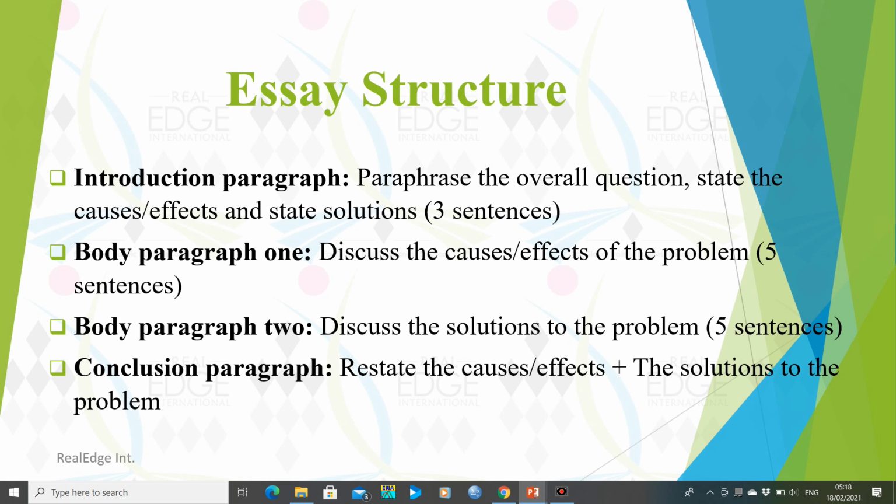And then body paragraph 1, this must have 5 sentences, and here you discuss the causes or the effects of the problem. Then body paragraph 2 should also have 5 sentences, and in this paragraph you discuss now the solutions to the problem. And finally, the conclusion paragraph, here you basically restate the causes or effects and the solutions to the problem.